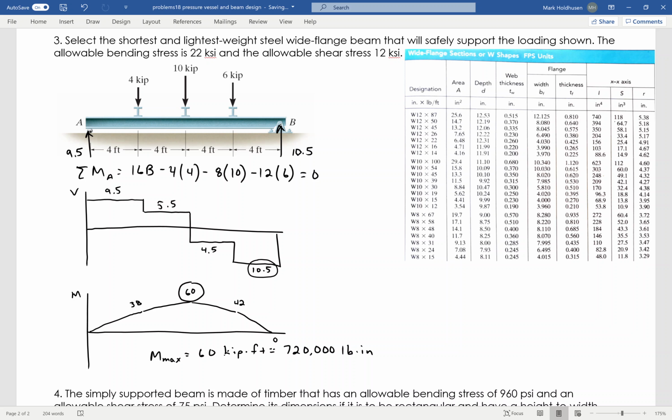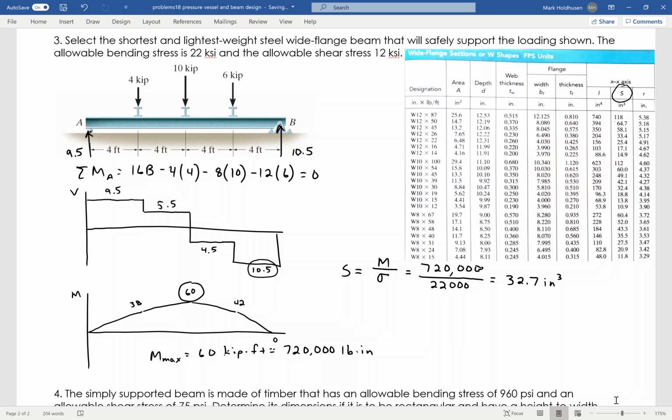What I need to do is figure out this value called S, which is just a way that is tabulated to help us figure out what beams to actually choose. So my S is going to be equal to the moment divided by the sigma, where my moment is 720,000, and sigma is given in the problem statement as 22 KSI, so 22,000. So I need a beam that has at least an S of 32.7 inches cubed. And that's now where I go to the table. Knowing where the maximum moment is and my allowable stress, I can now design the beam so that it has to be bigger than 32.7.